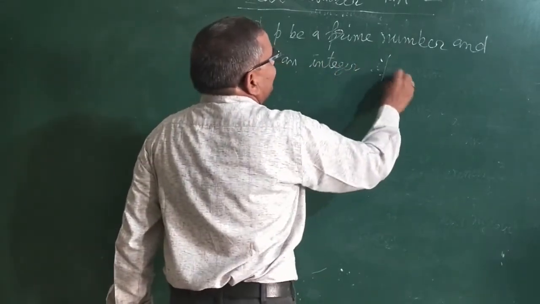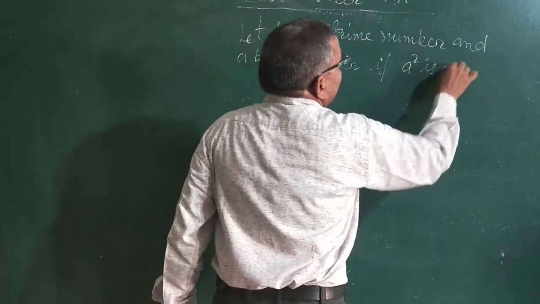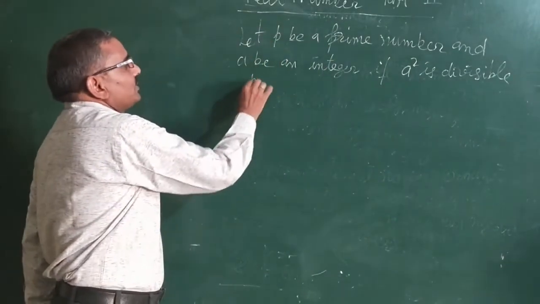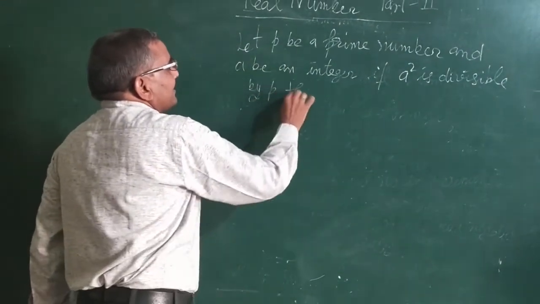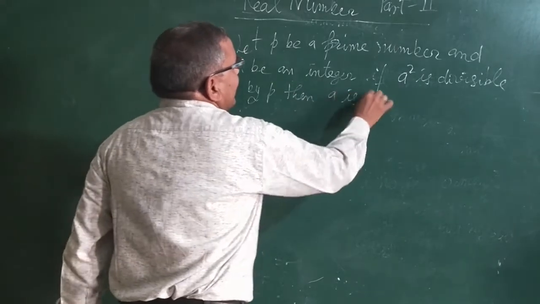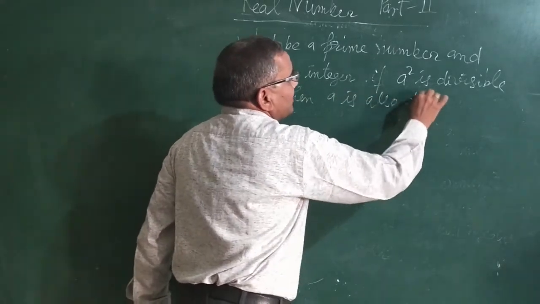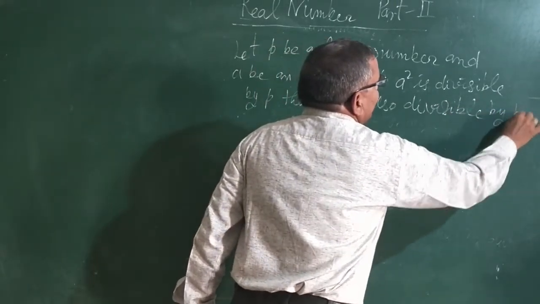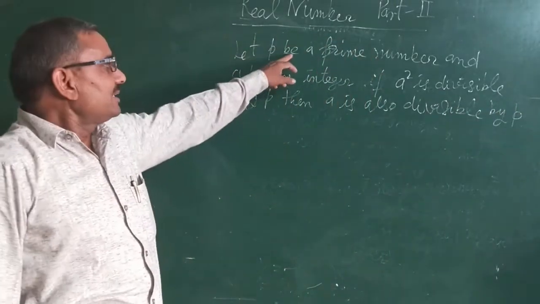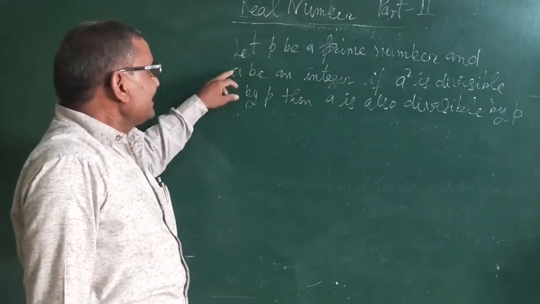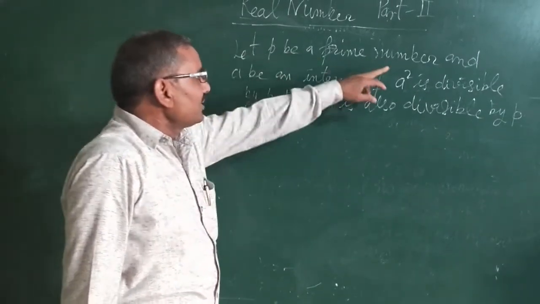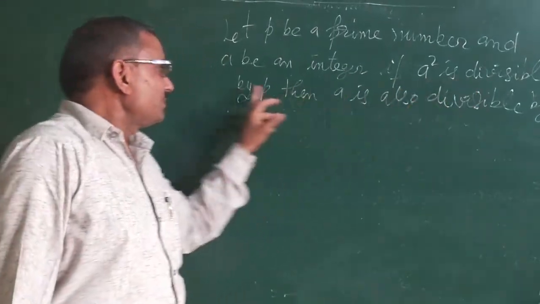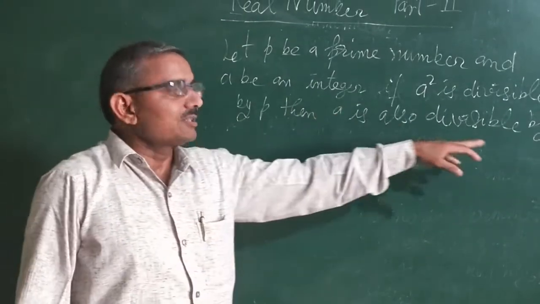If a square is divisible by p, then a is also divisible by p. Here let p be a prime number and a be any integer. If a square is divisible by p, then a is also divisible by p.